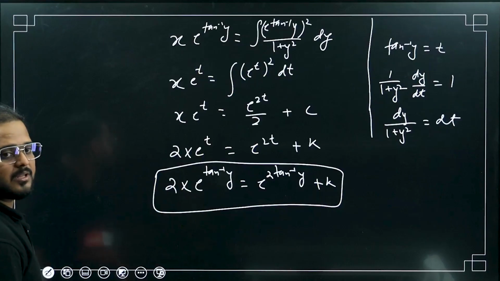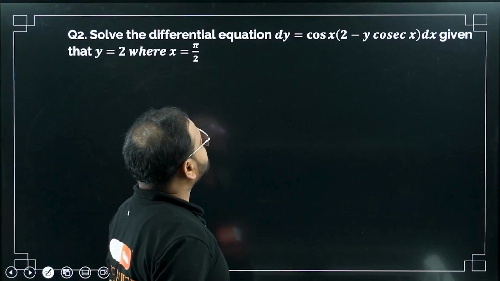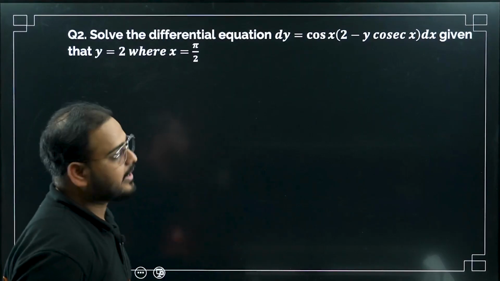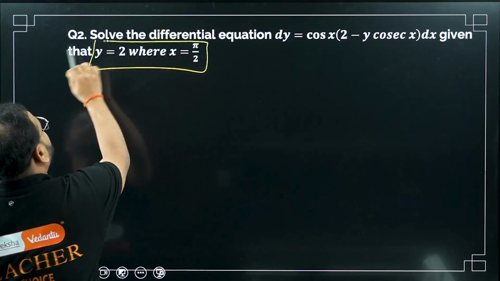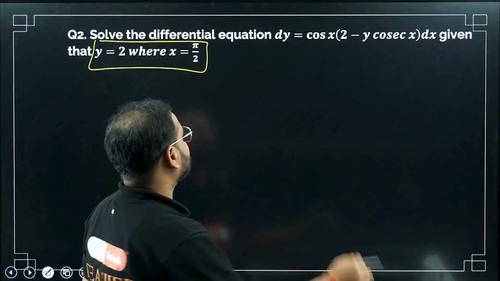I hope this is visible. Here also: solve the differential equation dy equals to cos x times 2 minus y cosec x dx, given. What type of answer are we going to get here? A particular solution, because the x and y values are known. Let's check it out.